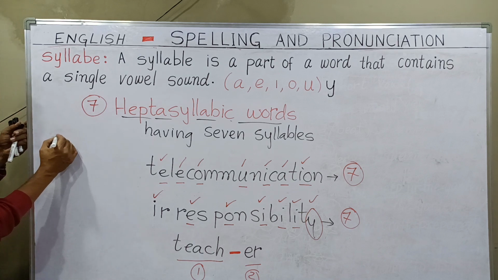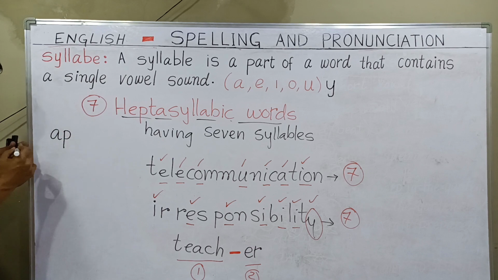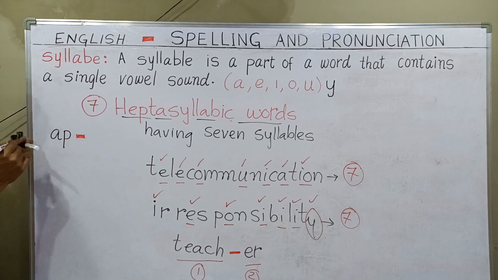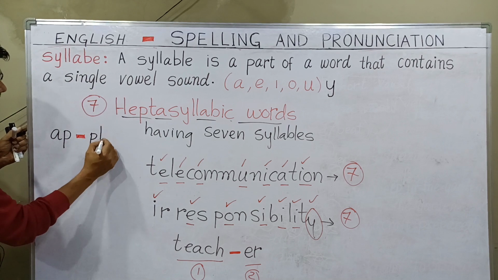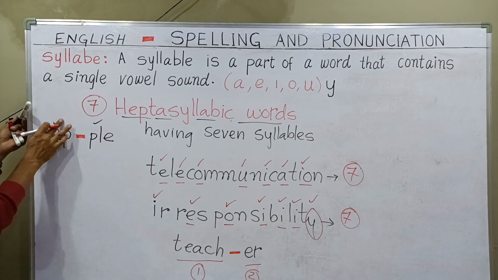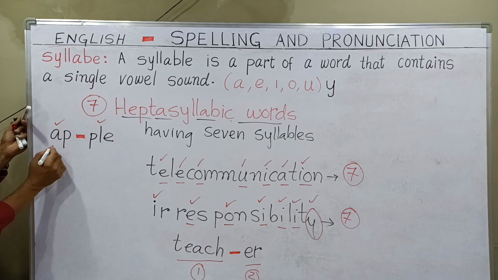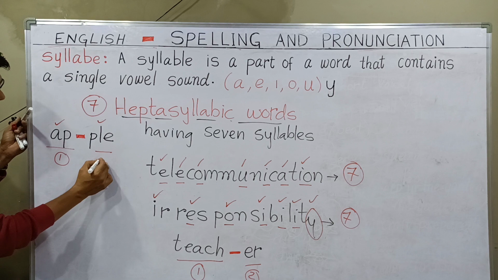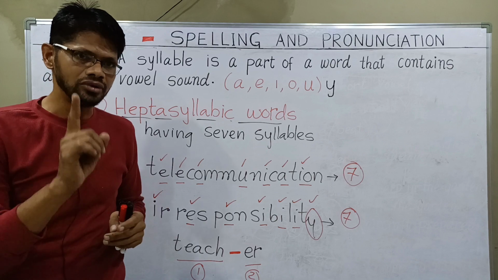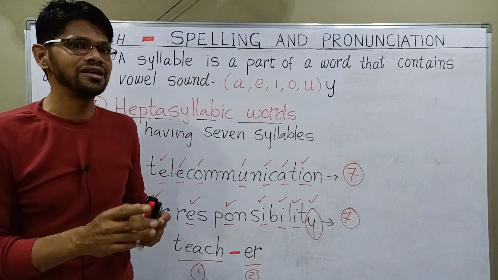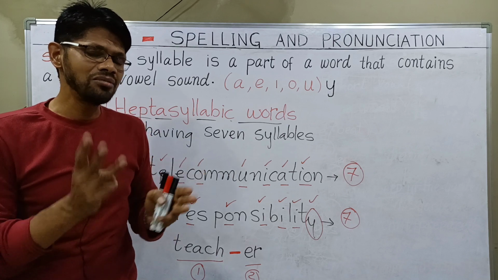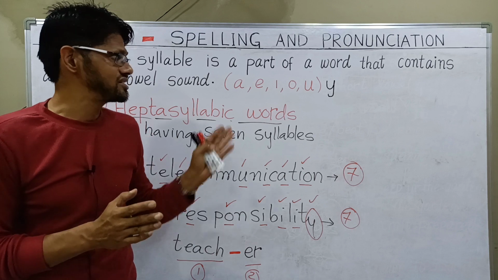For example, if I write apple, AP, then I should use a hyphen here, and PLE. So apple has 2 beats. You can easily understand that 2 beats are there. Here this is 1 and this is 2. In this way you can learn. You can improve, number 1, spelling. Number 2, you can improve your pronunciation, and number 3, reading skills. So these are 3 major benefits of this lesson.